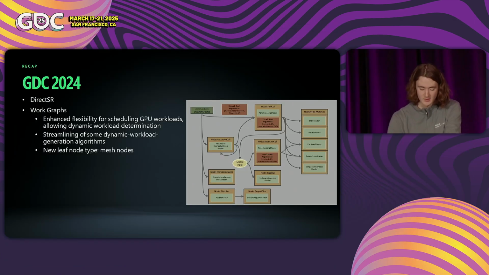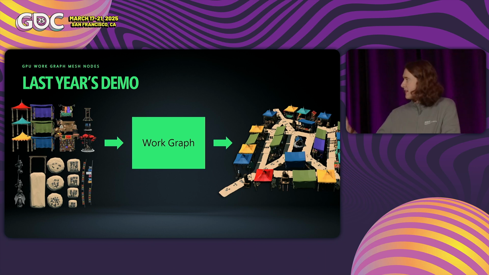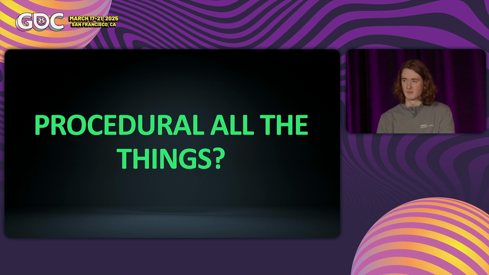All right, thank you, Claire. So you might remember our demo from last year, where we took some pre-made assets, threw them into a work graph, and then we procedurally assembled them into a nice marketplace and other things. And thanks to mesh nodes, we were able to render these assets directly from inside the work graph. And this also netted us quite a sizable performance improvement. But this hardly is everything that mesh nodes are capable of. So we were asking ourselves, can we do more? Can we procedurally generate more things with work graphs and mesh nodes? Maybe even all the things.